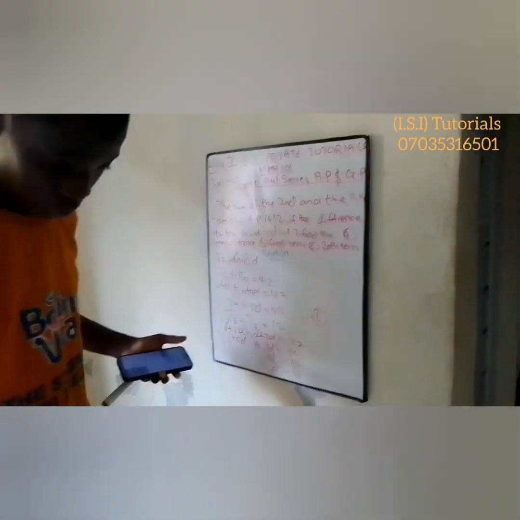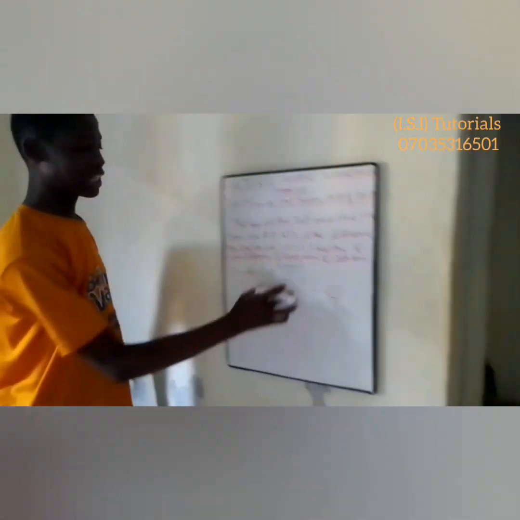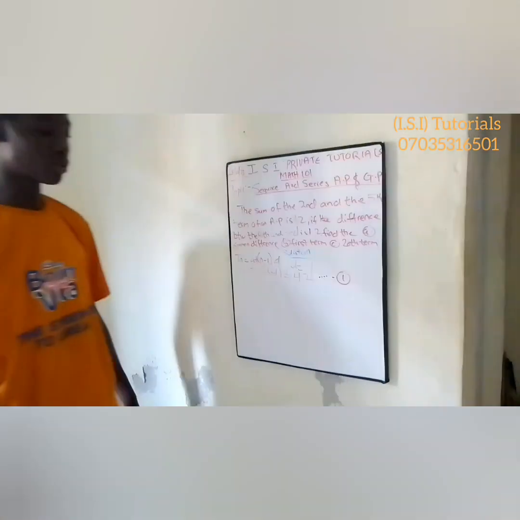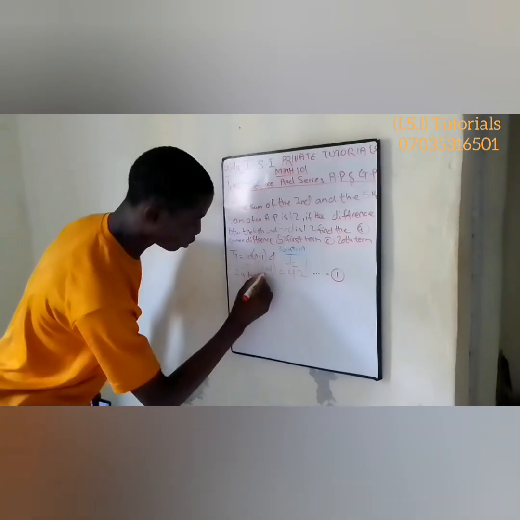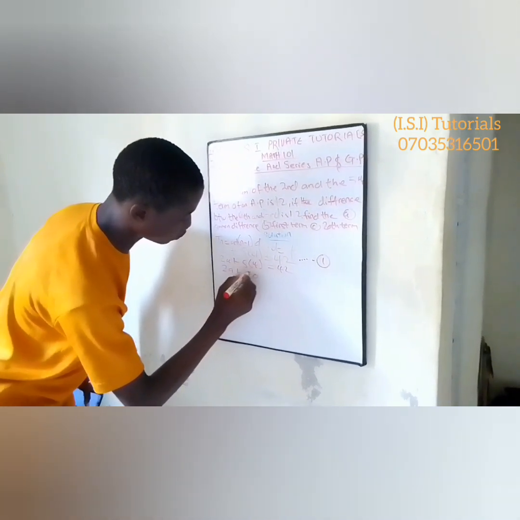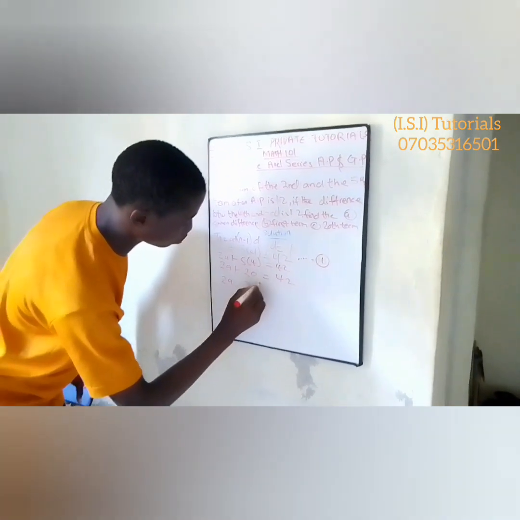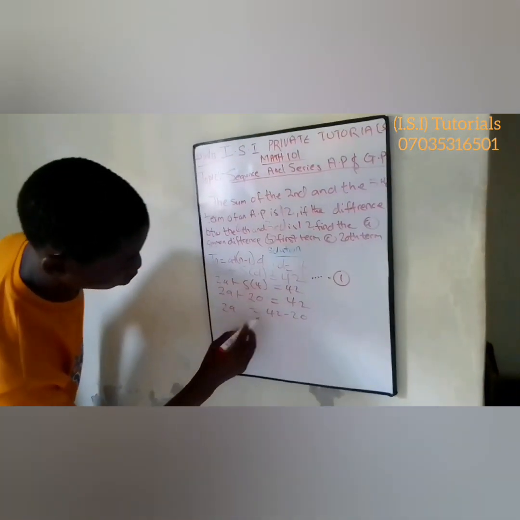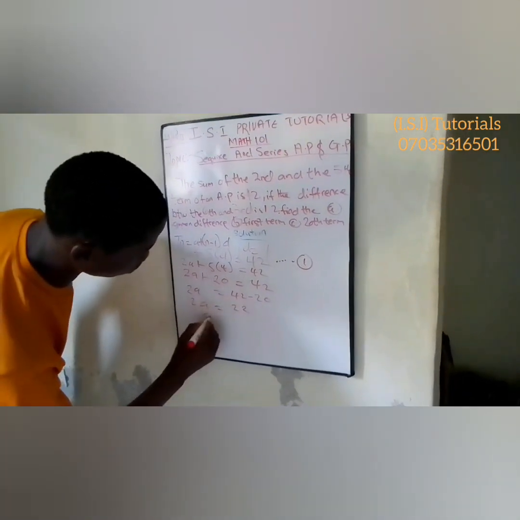So let's go to the second question. This was our equation 1. We have gotten D equals 4, which is our common difference. So we are going to substitute D into equation 1 to get our A. So we have 2A plus 5 times 4 equals 42. So 2A plus 20 equals 42. So 2A equals 42 minus 20, which gives us 22. So 2A equals 22, A equals 11.